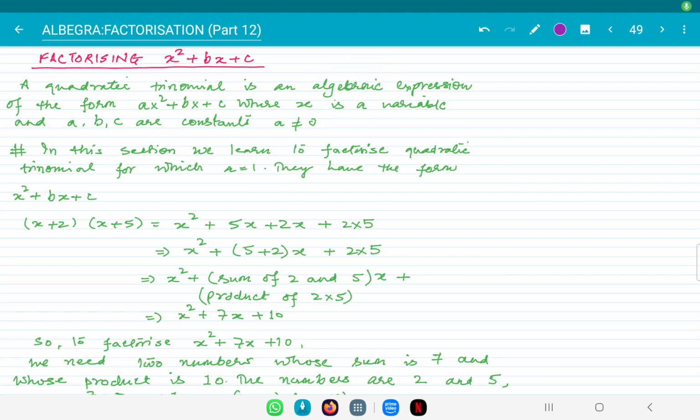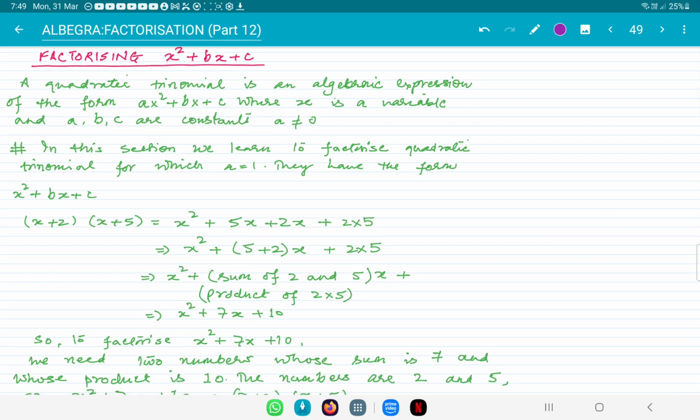Hello students, in this video I am explaining how to factorize an expression of the form x square plus bx plus c. So it is a quadratic polynomial, a quadratic trinomial. Quadratic means its highest power is 2, the highest power of its variable is 2.